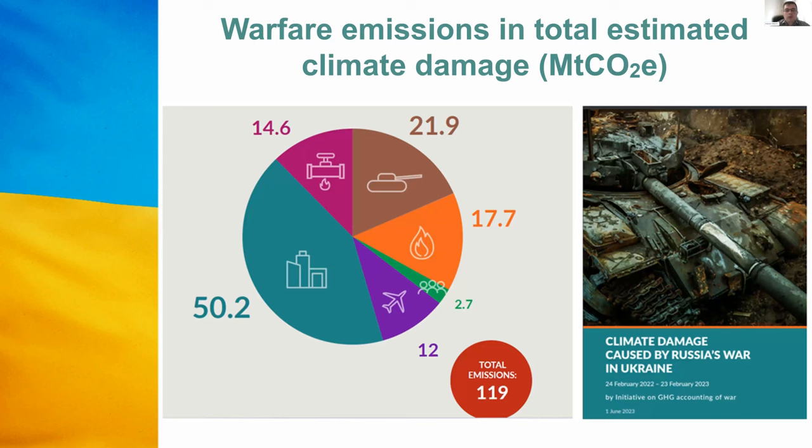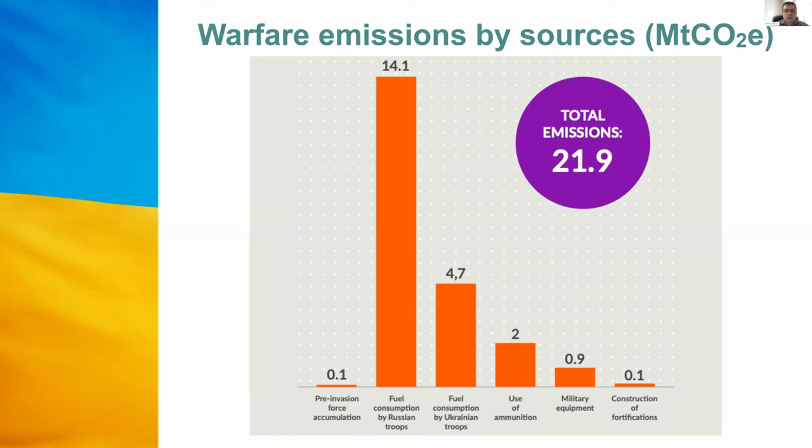So basically, this slide you've seen in Lennard's presentation, but warfare emissions represent almost 20% of overall climate damage. And if you look at the structure of warfare emissions on the next slide, then basically the key source of emissions calculated is emissions associated with fuel consumption. It's the main share, but other sources included in our calculations are the use and manufacturing of ammunition, military equipment, and also construction of fortifications. And just a little bit more detail on each of these sources. Next, please.